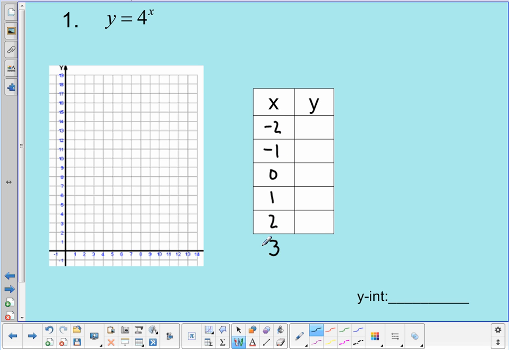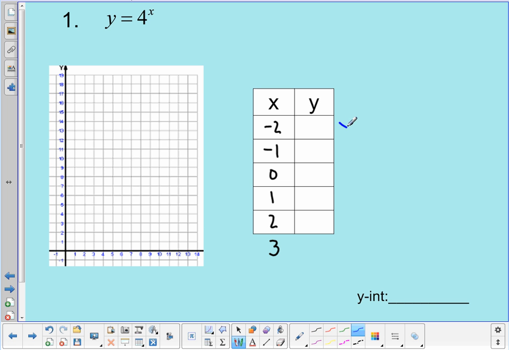Now, I realize that the tables that were printed for you don't have enough rows. Just add that 3 on the bottom. That's just going to be an extra row right underneath. You'll have plenty of space for it. So now my x values are going to be the same every single time I try to graph one of these things. Then what I need to do is figure out the y values.